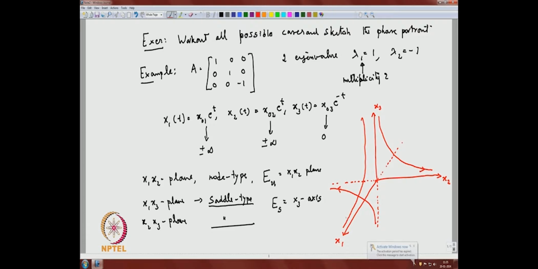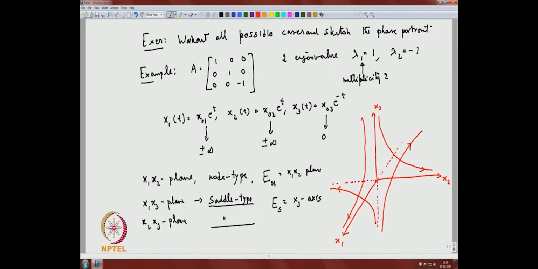Similarly, if you look at the x1, x3 plane, again it is a saddle point, right? So you will have x1 going to infinity. So you will have your x1, x3 and your trajectory something like this. Okay. So again, x1 going to infinity. So the trajectory will move that way. So that is in the x1, x3 plane.